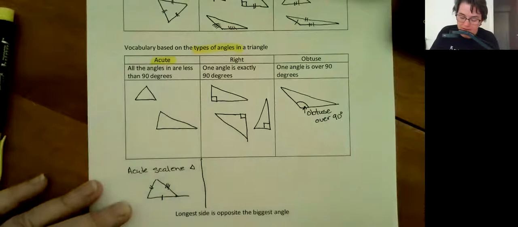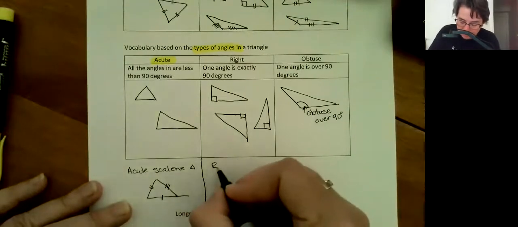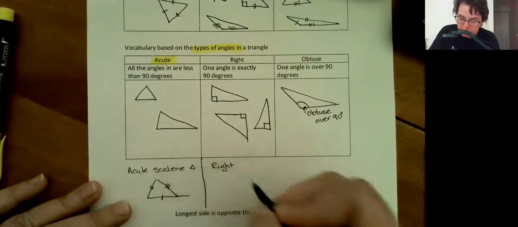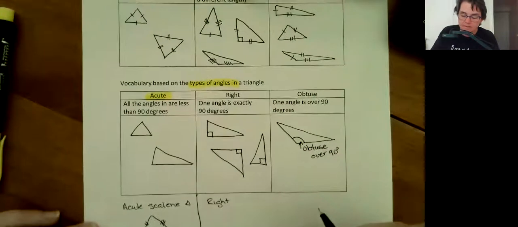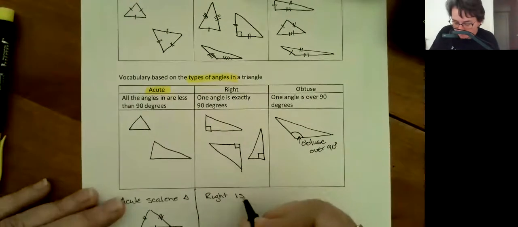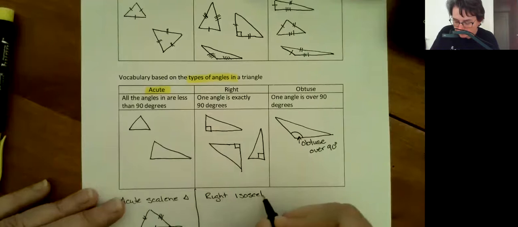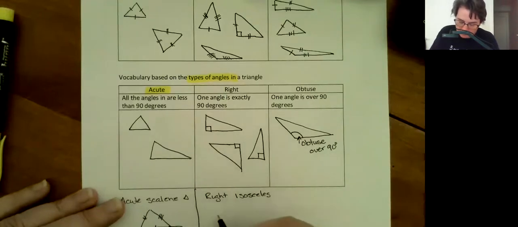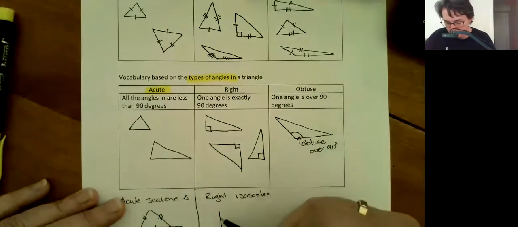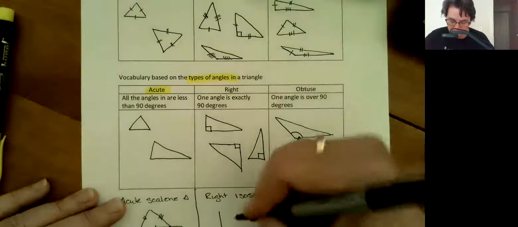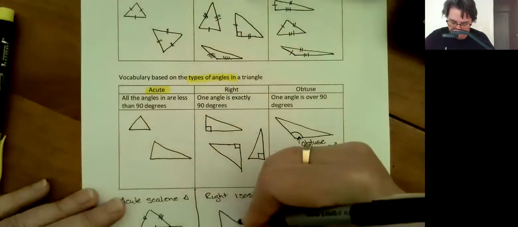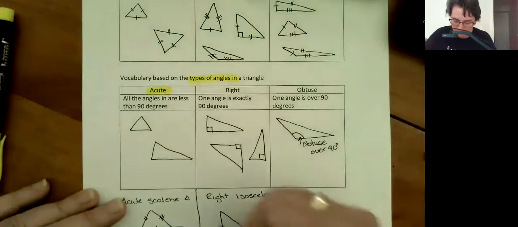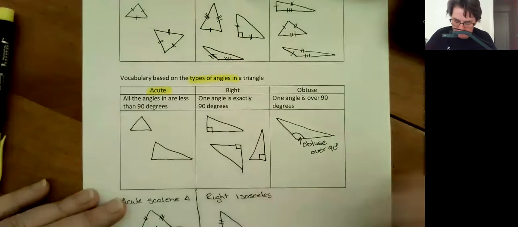All right. How about a right isosceles? All right, so I knew I need a square corner. Now I'm going to make this side and this side, those look about the same length. And then I draw across like that. And I can mark them. There we go.